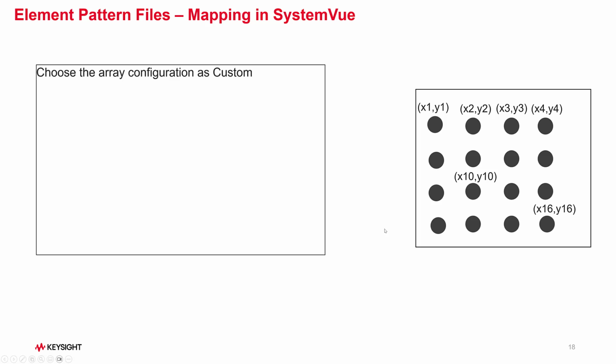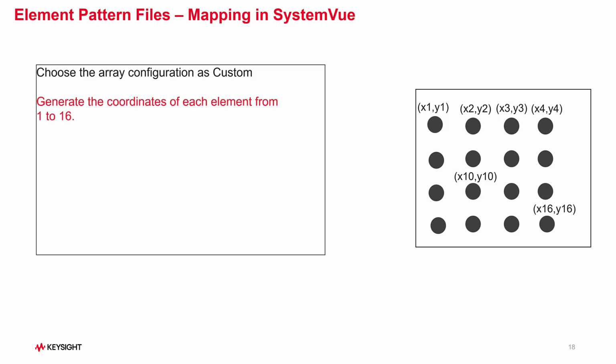So what we have to do is a custom configuration here. A custom configuration is nothing but describing the location of the elements using their coordinates. We are showing only x and y coordinates here because this is planar. All the z coordinates are 0.